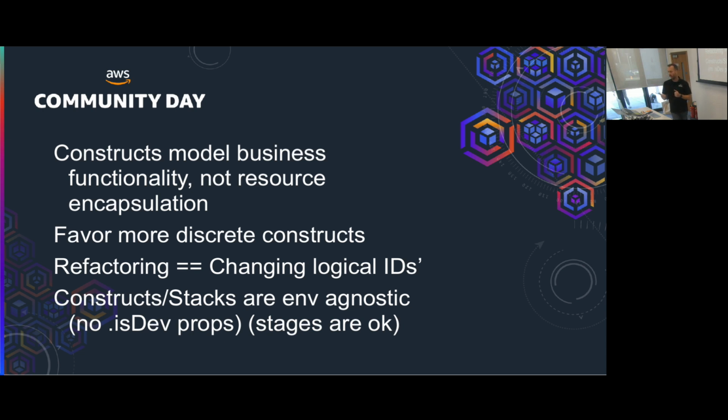And then finally, your constructs and your stacks should be environment agnostic. They shouldn't care whether they are being used for development environment creation or production. So you should never see properties like is dev or is prod in the constructs and stacks that you create. It's a little bit more okay if you're doing this in a stage, but definitely not within a construct.